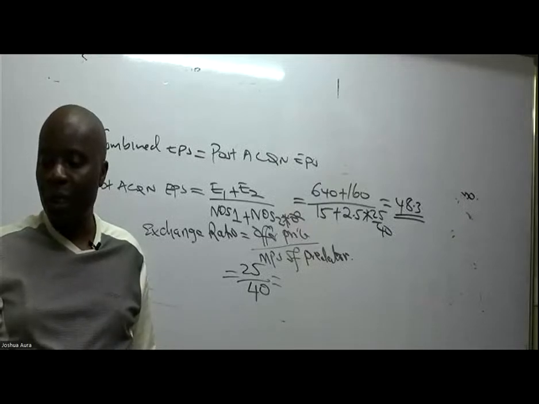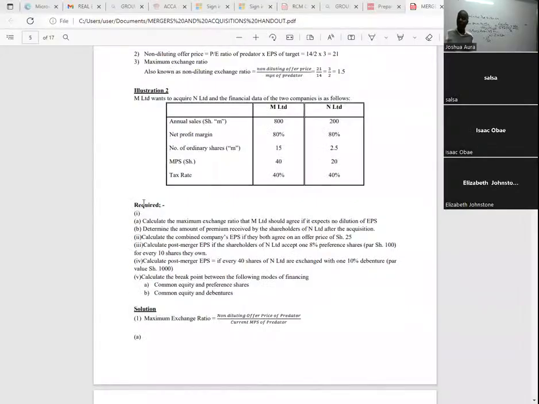So welcome to our today's session. Today, they would want me to calculate here something very easy. They want me to calculate the post-merger EPS if the shareholders of N Limited accept 1.8% preference shares whose par value is 100 for every 10 shares they own.